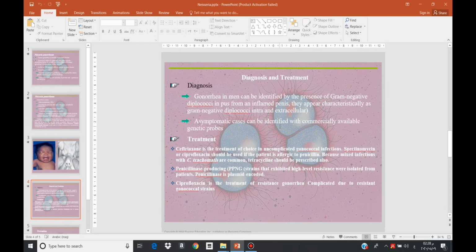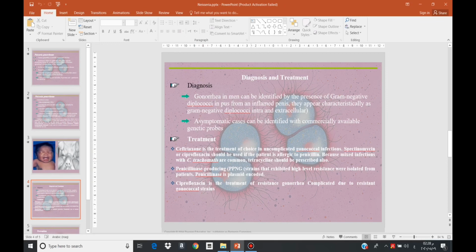طبعا التيست هو gram stain يكون specific and sensitive test to diagnose the diplococci, gram negative, kidney shape, intra or extracellular. التريتمنت هو ceftriaxone and sometimes giving the spectinomycin or ciprofloxacin.